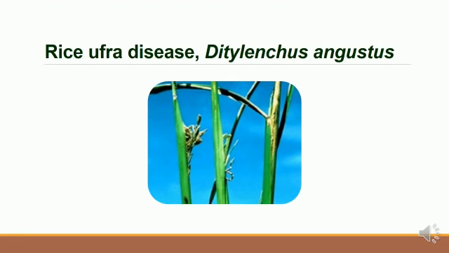Rice ufra disease, Ditylenchus angustus. This nematode is usually problematic in rice grown in deep water situations. The symptom produced by rice stem nematode is popularly known as ufra disease. Ufra symptom appears in patches and subsequently spreads to the entire field.